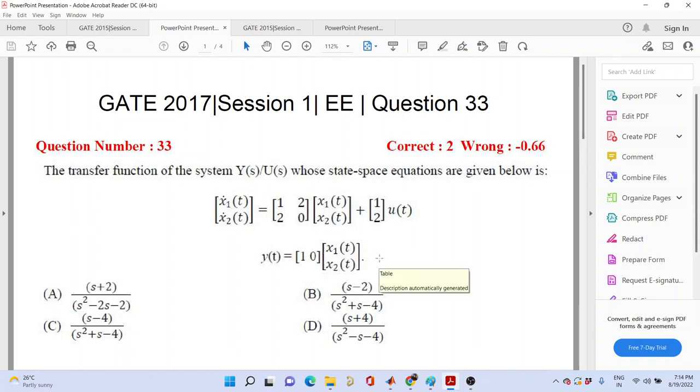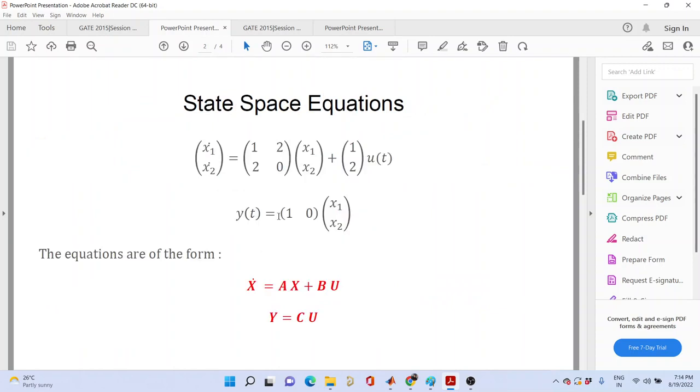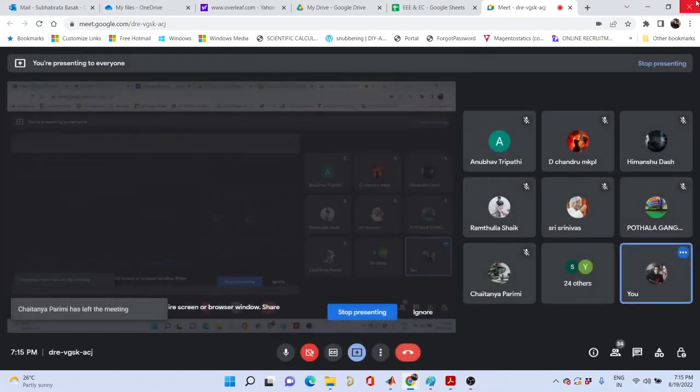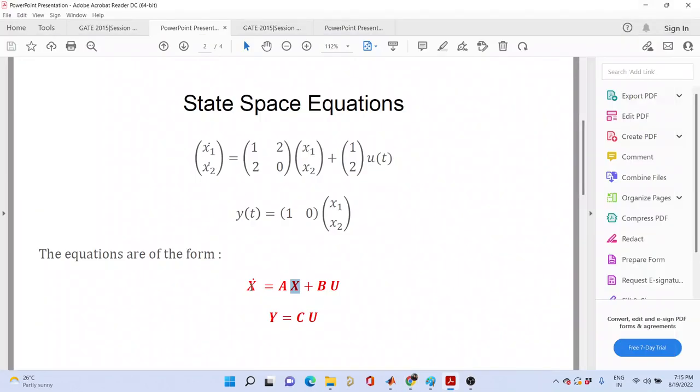So how do you find the transfer function? These are the state equations, and what we know is that in the case of state space equations, they are written in the form x dot equal to Ax plus Bu. This x is the state matrix. This is x1 dot, x2 dot, and this x is x1 and x2. And this is the input. So the equations are in this form.